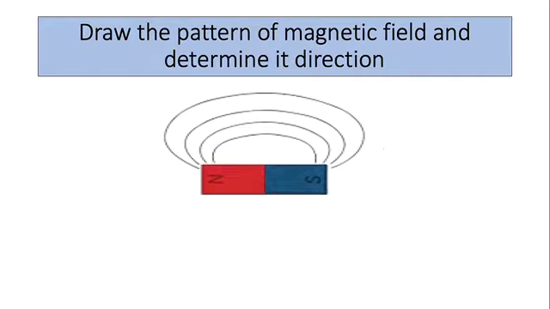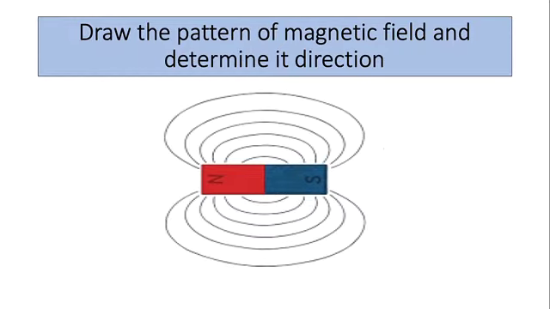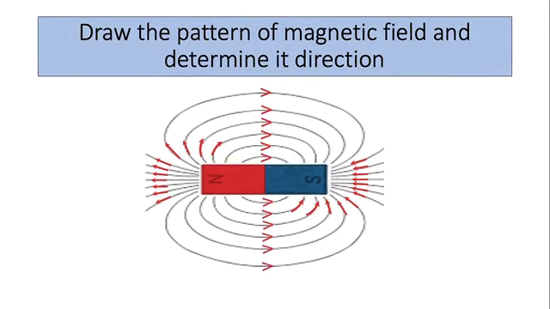Okay, so continue until you are done with this area. Then do the same on the other side to form the magnetic field lines. Then you draw a line that starts from the north pole and ends at the south pole. Now you determine the direction of the magnetic field lines. Remember, the lines always go from the north to the south. So from the north to the south, north to the south.